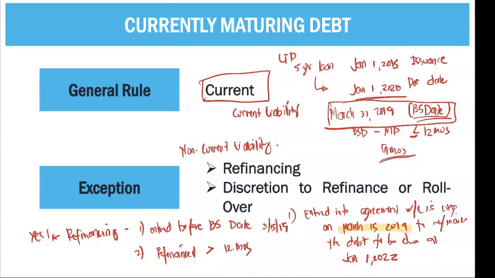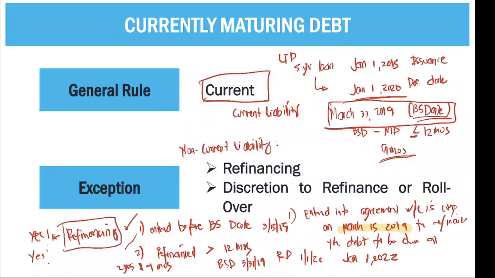Next, it must be refinanced for more than 12 months. So look from the balance sheet date up to your refinancing date. The balance sheet date is March 31, 2019. The refinancing date is January 1, 2022. So from March 31, 2019 to January 1, 2022, we have 2020, we have 2021, and we have 9 months. So this is 2 years and 9 months in total. Is that more than 12 months? Again, yes. Therefore, since the two items are present, we have a valid refinancing.